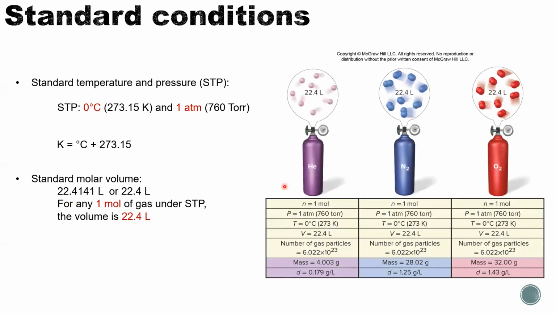As you can see here in the schematic, we have helium, we have nitrogen, we have oxygen. If we have 1 mole of these gases under standard conditions, the volume will be the same. The number of gas molecules will be the same, but the mass will not be the same, the density will not be the same, but the standard molar volume will be the same.